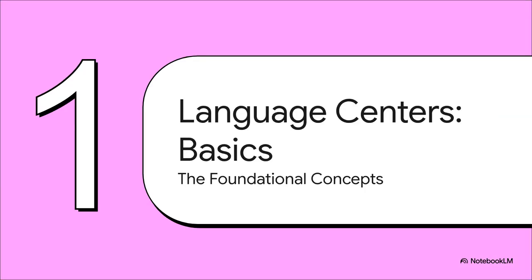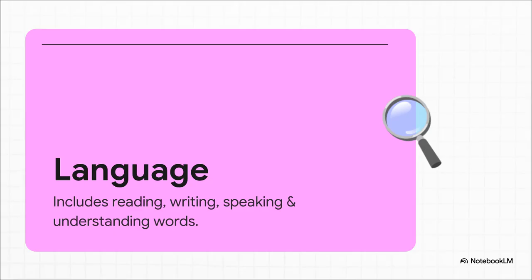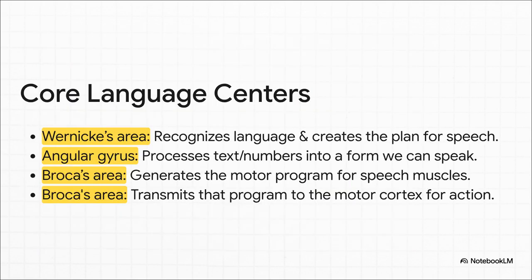All right, let's jump right in with Section 1 and lay down the essential concepts of how and where your brain processes language. So, when we talk about language from a neurological point of view, what are we really talking about? Well, it's this incredibly complex function that includes everything from reading and writing to speaking, and of course, understanding words. To pull all of this off, the brain uses a few core functional areas, which we're about to get into right now. Okay, let's meet the key players on the team.